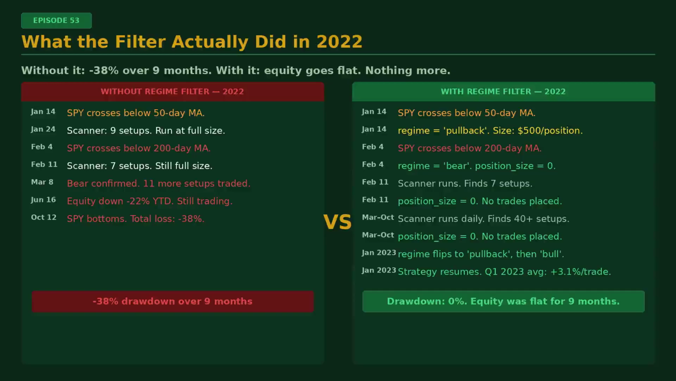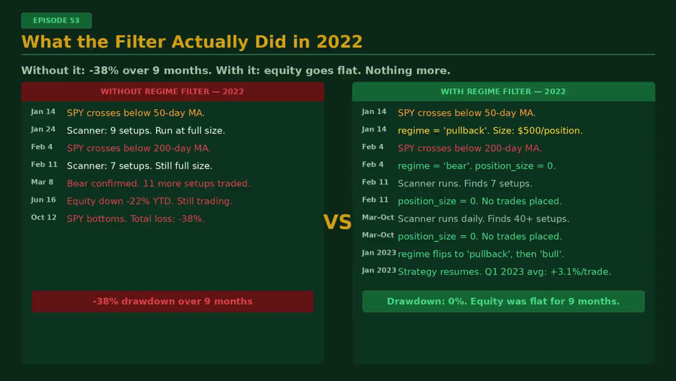With the regime filter, here's what happens in that same period. SPY crossed below its 200-day moving average in February 2022. The regime label flipped to bear, position size went to 0. The scanner kept running, kept finding setups, 47 of them over the next 9 months, but no capital was deployed. The equity curve goes flat, not up, not down, flat.